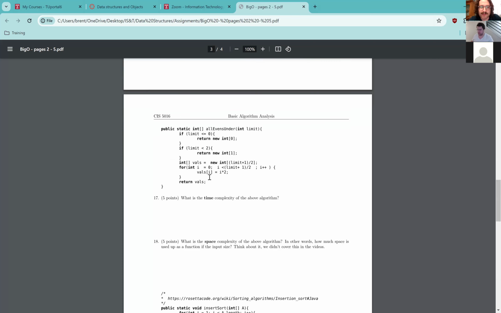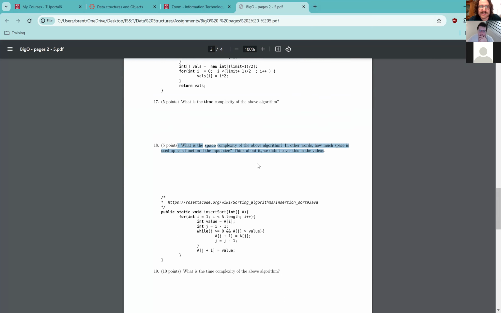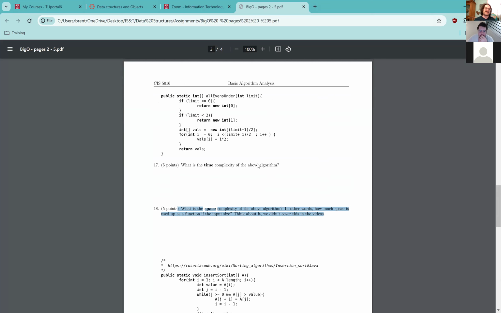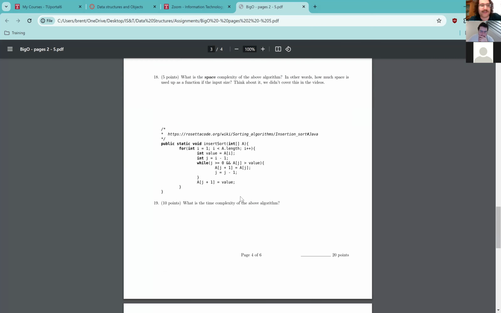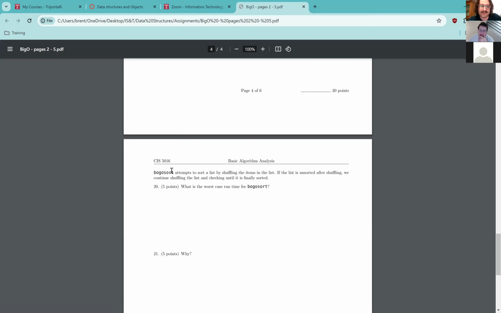So this one talks about time complexity for this algorithm, and it also talks about space complexity. Space complexity is where you measure everything in terms of the input size. So given your input size, how much space is this algorithm going to use compared to the input size? And that's also in big O notation. For this one, insertion sort, that's kind of a hint when I tell you what it is. You can look up popular sorting algorithms. In fact, for Bogosort, you should look up Bogosort.